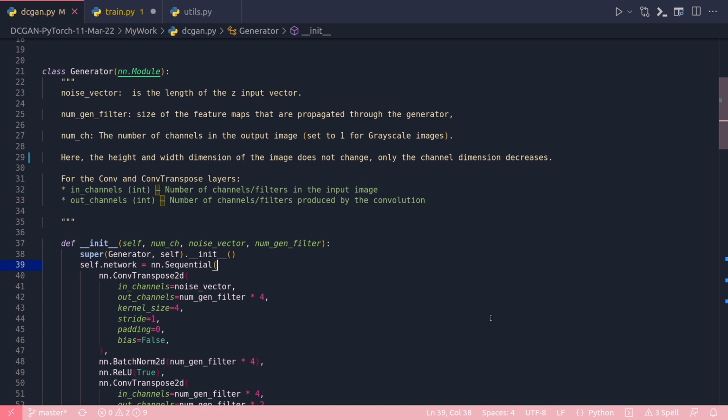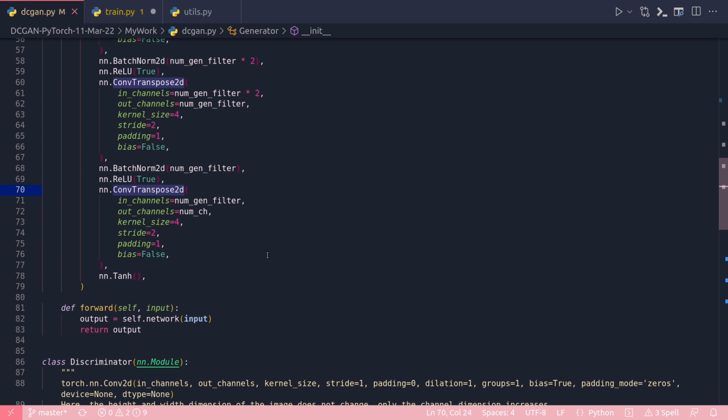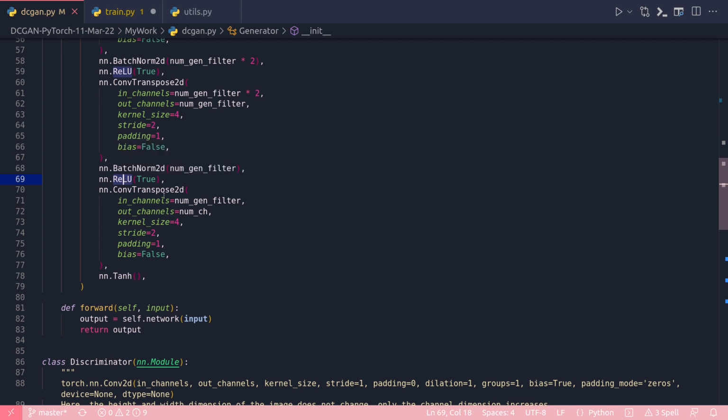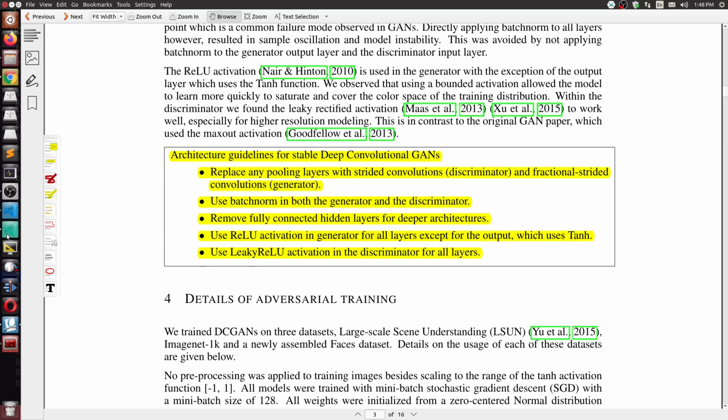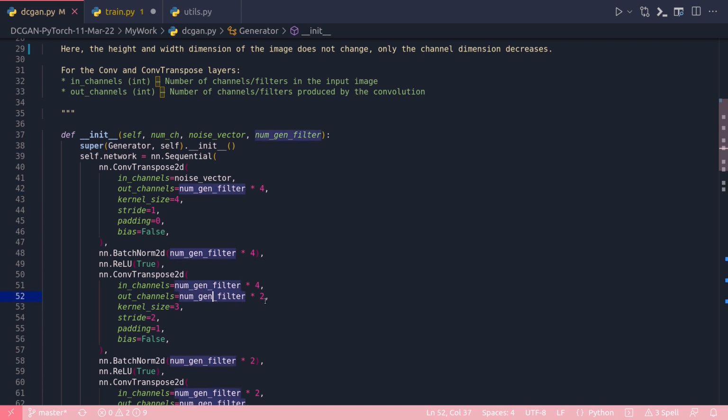So overall, in my generator class, the channel dimension decreases. We can see that. We have one ConvTranspose2d, then the second, third, and fourth, so a total of 4 ConvTranspose2d layers. Each of these is followed by batch norm and ReLU, then batch norm and ReLU again, then batch norm and ReLU. And because this is the final ConvTranspose2d, I do not have a BatchNorm2d after it, and instead of the ReLU I have tanh. This is exactly following the architectural guidelines mentioned in the original paper. All right, and we can see the output channels continue to decrease, because for the first one out_channels is num_gen_filter into 4. Then for the next one I have out_channels as num_gen_filter into 2.